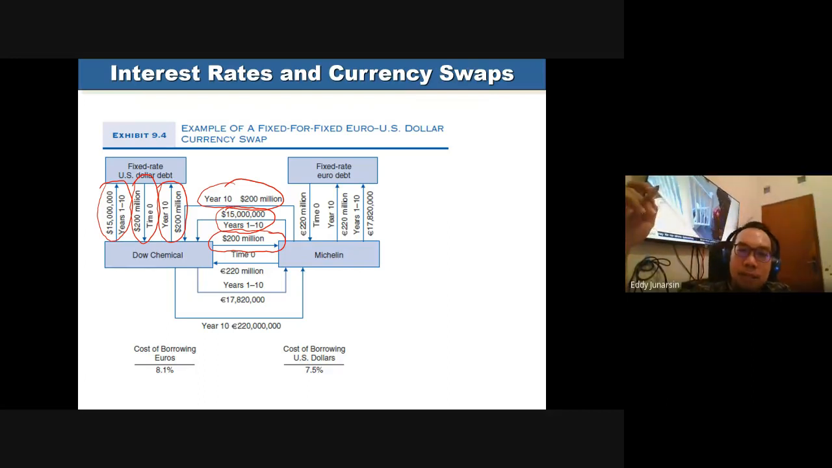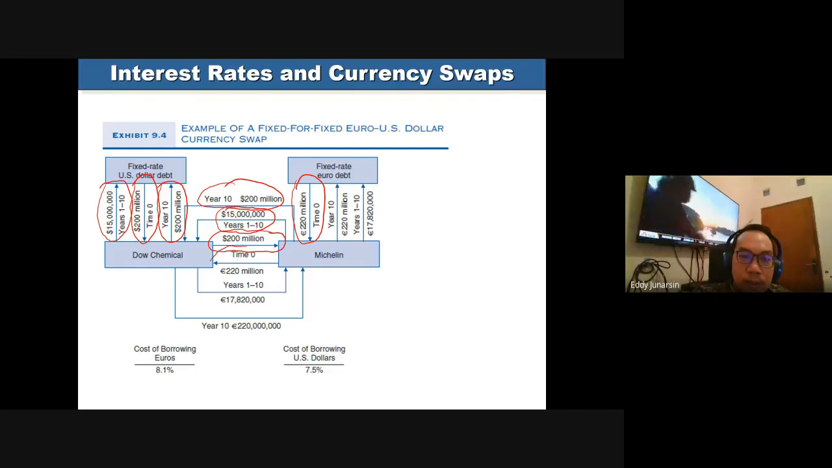Okay, so what about the Michelin? So Michelin will borrow at home, right? 220 million euros will be borrowed in Europe, and this amount will be proceeded to Dow, right? So Dow will receive the 220 million euros from Michelin.